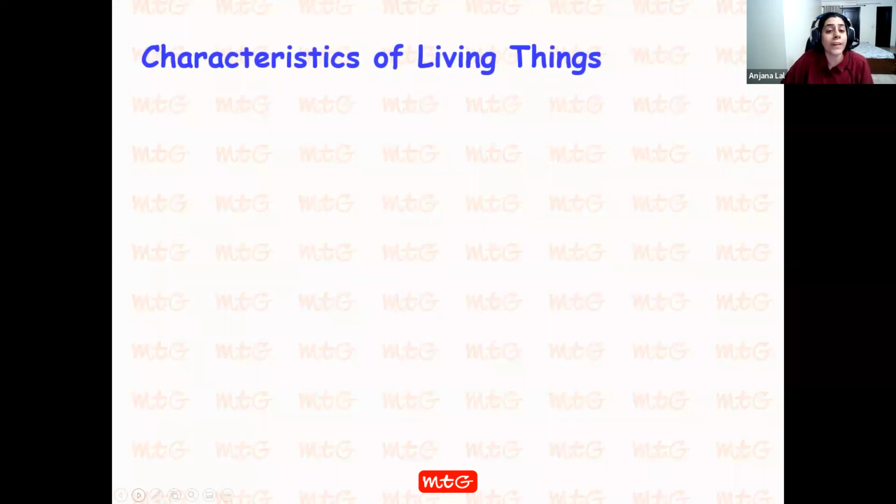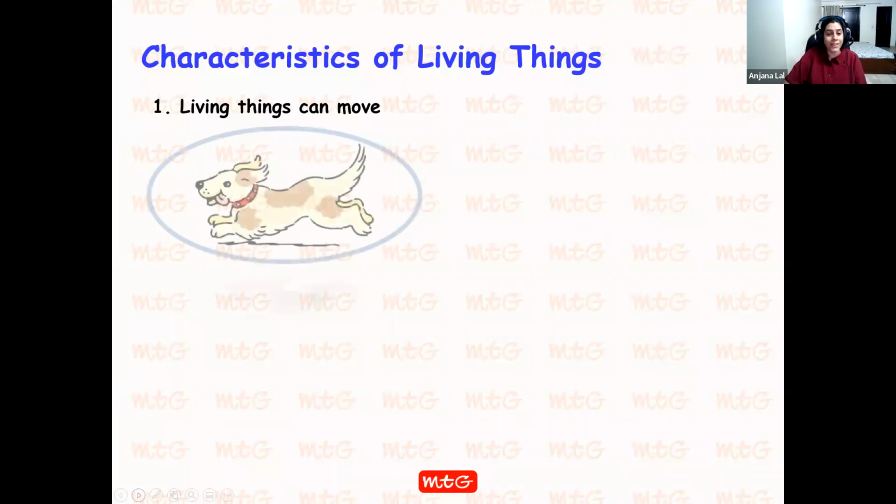So they have different characteristics or traits. And what are these traits? Living things can move. Human beings can move. Animals move from one place to another. They create new homes. Right? See, a dog is moving around.